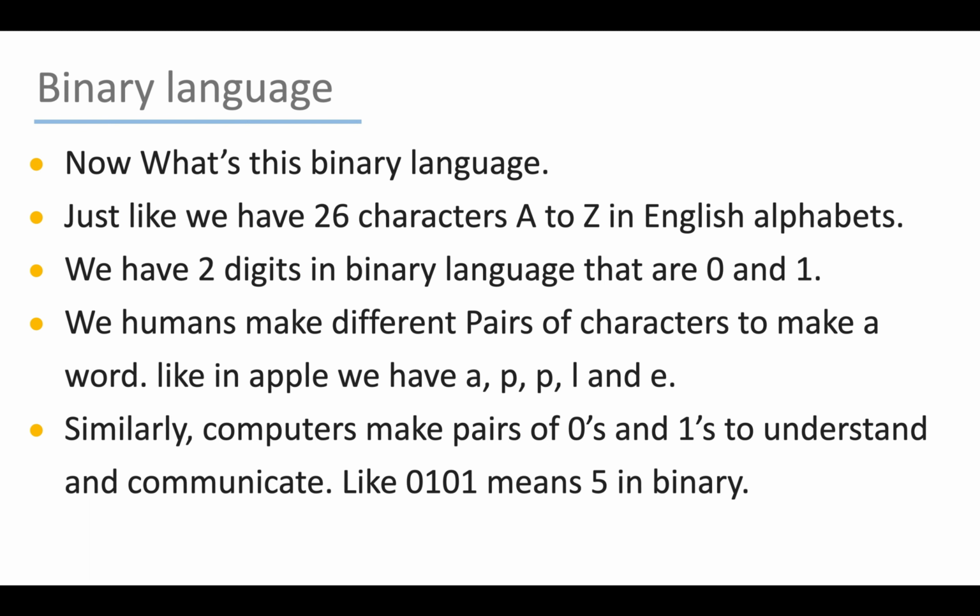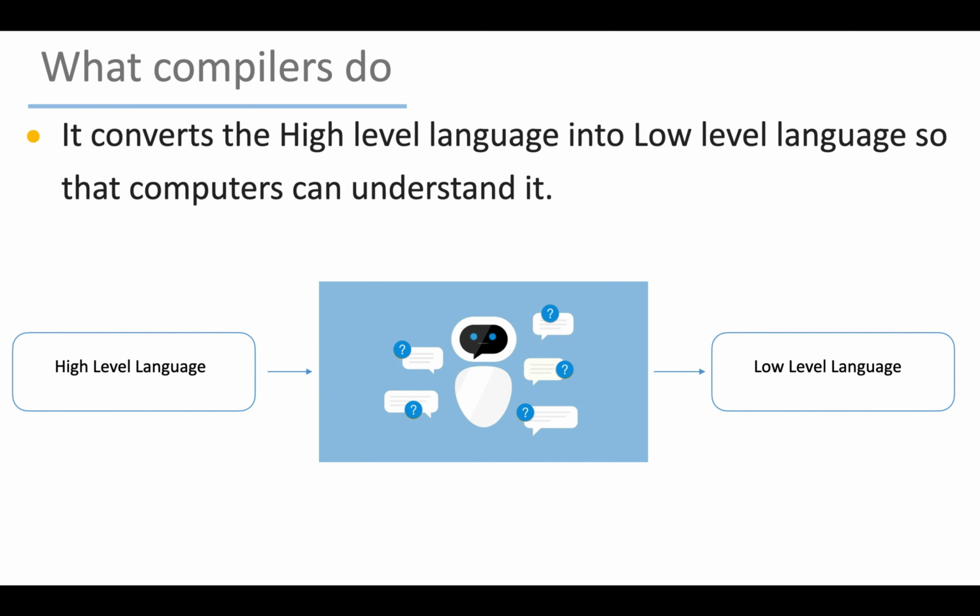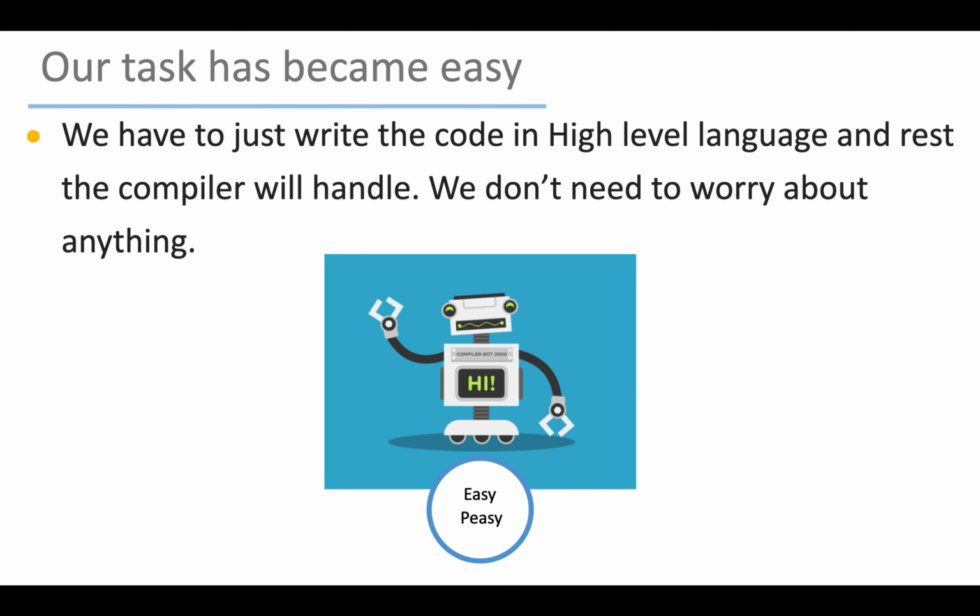Similarly, computers make combinations of zeros and ones to understand and communicate. Like 0101 means 5 in binary. And the computers use this language to communicate with each other. Now, what do compilers do? A compiler converts the high level language into low level language so that computers can understand it. As you can see in this animation here, high level language is converted into low level language by the compilers.